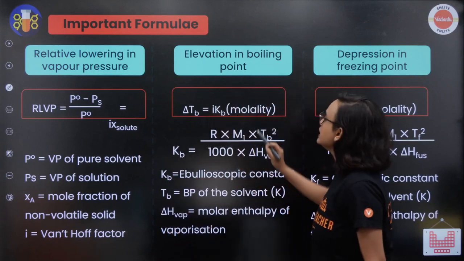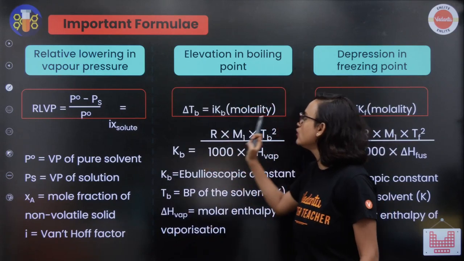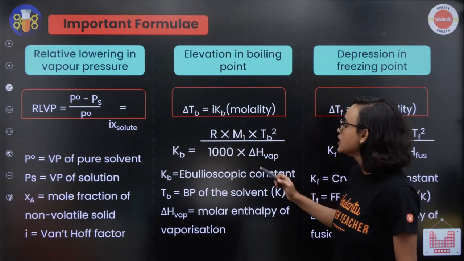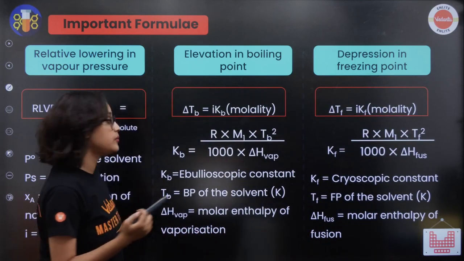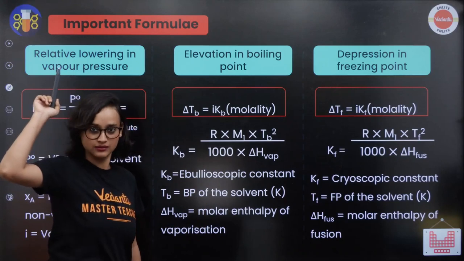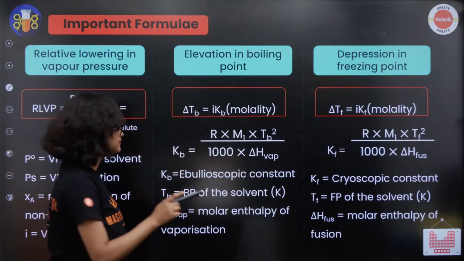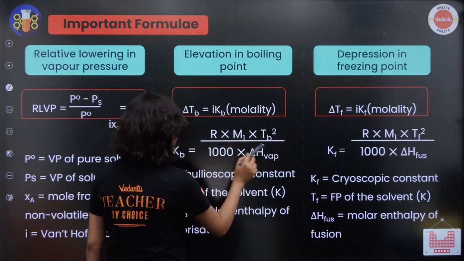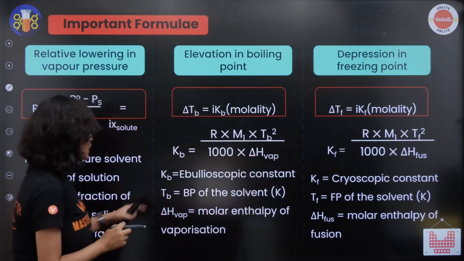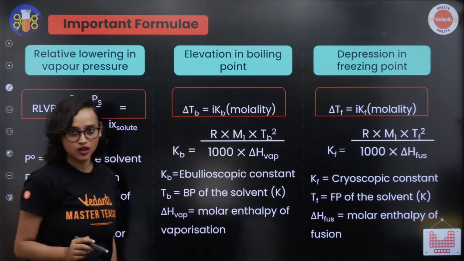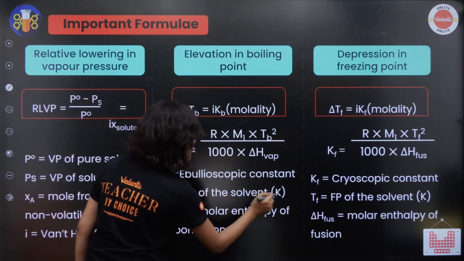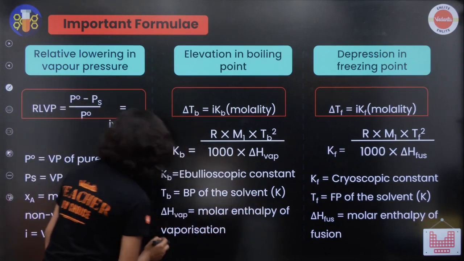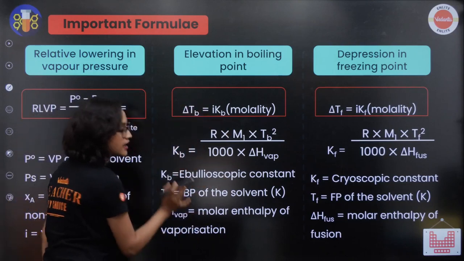Now, elevation in boiling point is solved like this. Delta TB is equal to i into KB into molality. How do you calculate KB? KB will be calculated as R into M1 into TB square divided by 1000 into delta H vapor. Now see, KB is the ebullioscopic constant, TB is the boiling point of the solvent, and delta H vapor is the molar enthalpy of vaporization. All the factors are explained here.